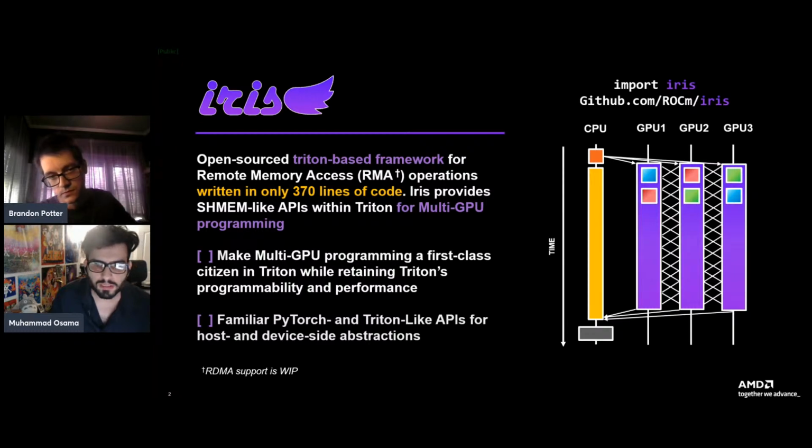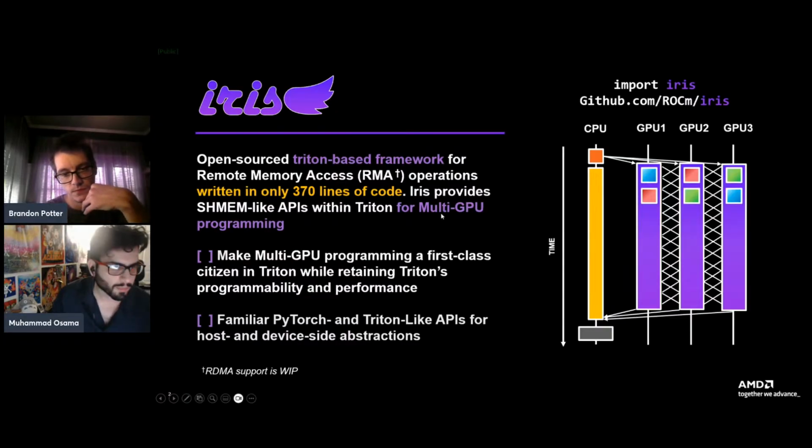One of the core principles we wanted to embody within Iris is to make multi-GPU programmability a first-class citizen within Triton. So maintain programmability and retain the performance that we get also. It has very familiar PyTorch and Triton-like APIs for both host and device-side abstraction. And it allows you to really get into the weeds and do fine-grained multi-GPU programming. I'll talk about that in a bit.